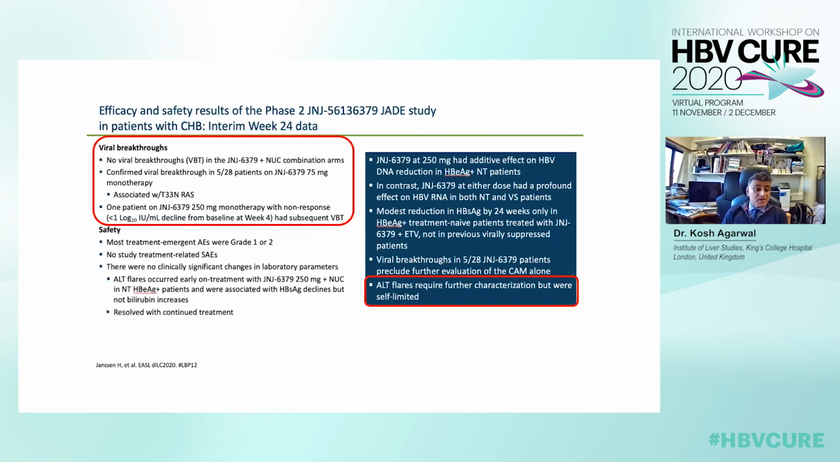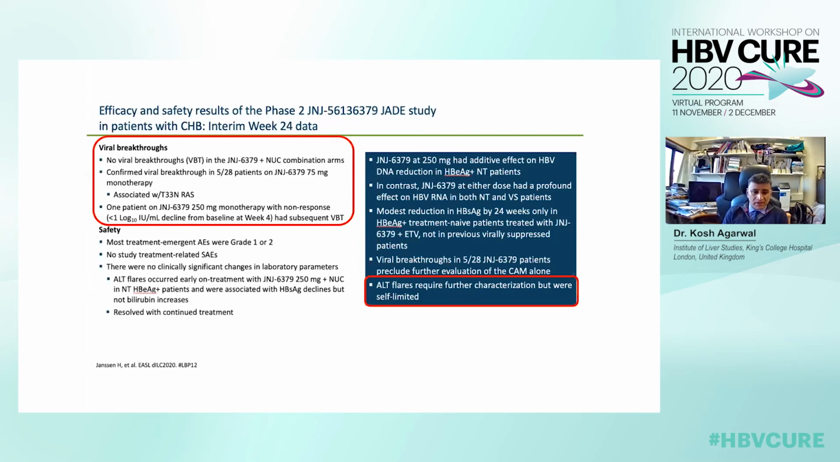So in summary, this is an important work that was presented as an oral presentation in EASL, demonstrating that overall safety was good and that the 250 milligram dose had an additive effect on HBV DNA reduction in e antigen positive non-treated patients. Important to highlight that there were some viral ALT flares, and I think these do need characterization, and how the community evaluate flares in general, I think, is an important topic for discussion.